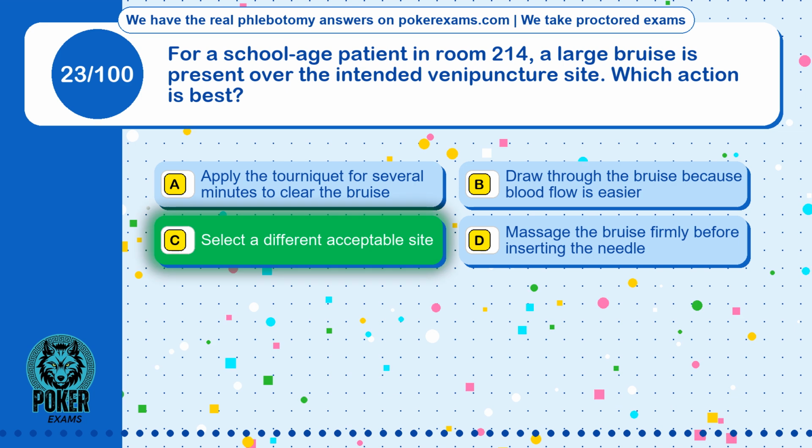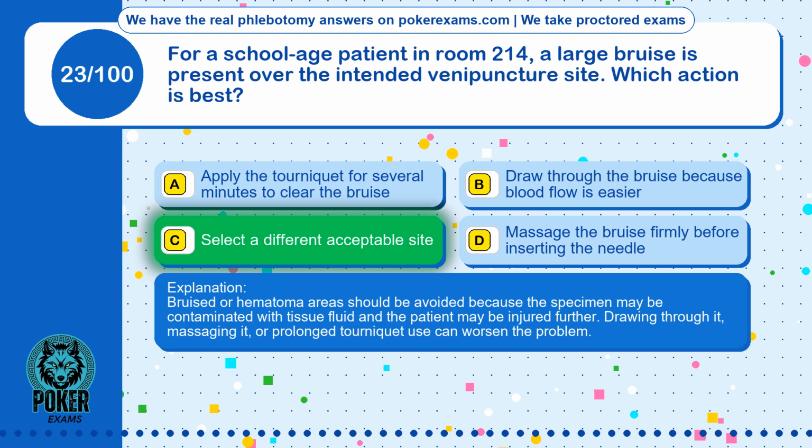The correct answer is option C. Select a different acceptable site. Bruised or hematoma areas should be avoided because the specimen may be contaminated with tissue fluid and the patient may be injured further. Drawing through it, massaging it, or prolonged tourniquet use can worsen the problem.